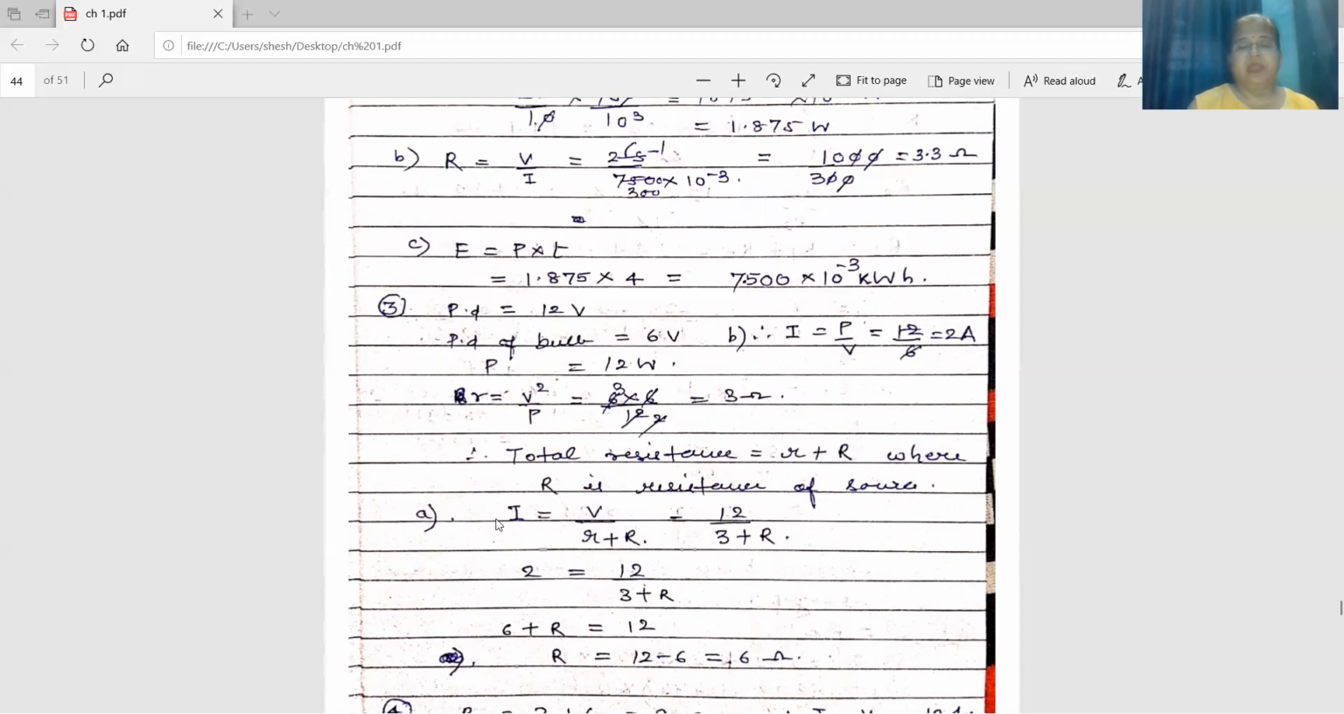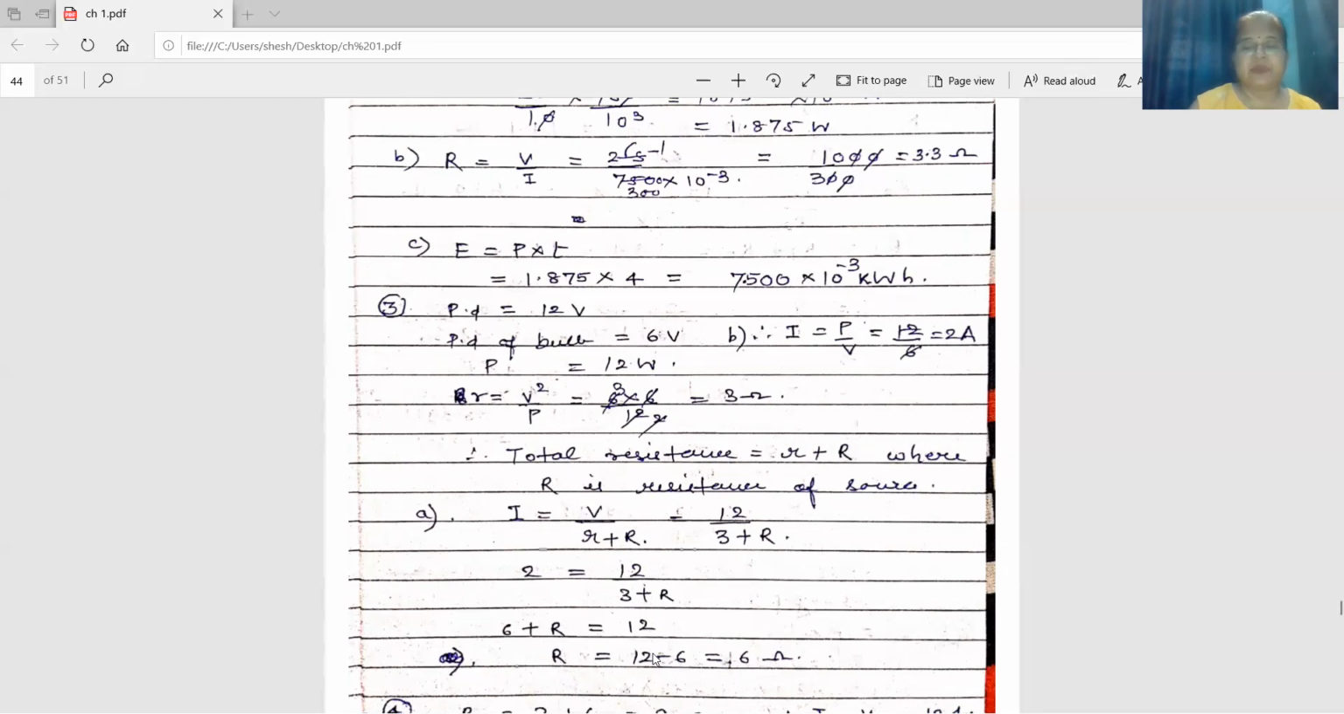Cross multiply. In place of I, you are going to write 2. 2 equals to 12 by 3 plus R. Cross multiply, 3 into 2 is 6 plus 2R. Make a correction here. It will be 2R. So 2R equals to 12 minus 6. You are getting 6 here. So 2R equals to 6. So R equals to 3 ohm.